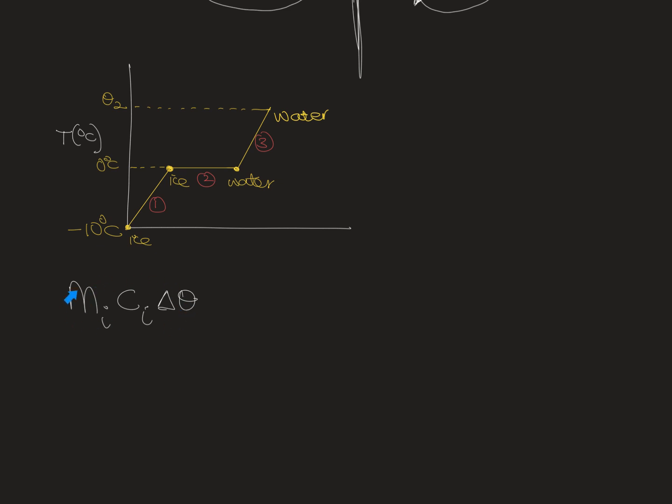This formula is for stage 1 because there is a change in temperature. For stage 2, plus, when we are considering stage 2, that is a change of phase. So that will be the mass of the ice times the specific latent heat of fusion. At stage 3, ice has converted to water and there will be a change in temperature to attain theta 2. So what will be the formula for that?